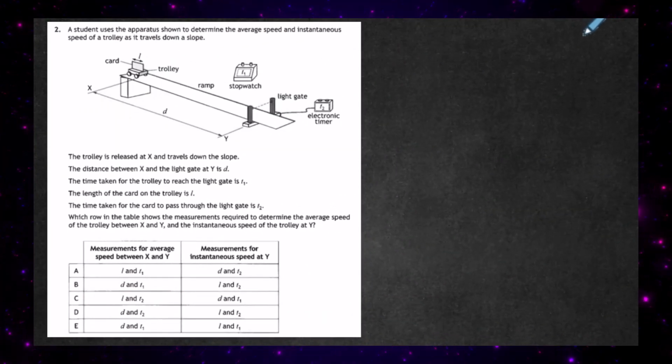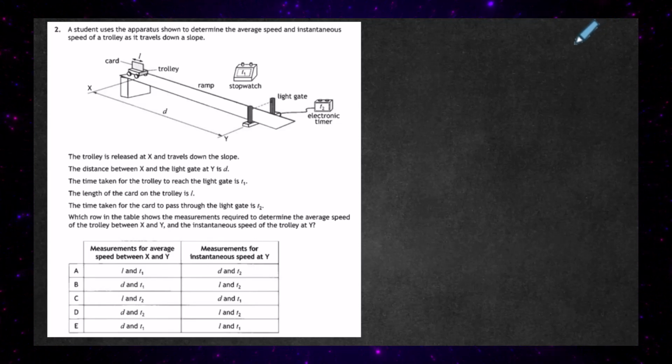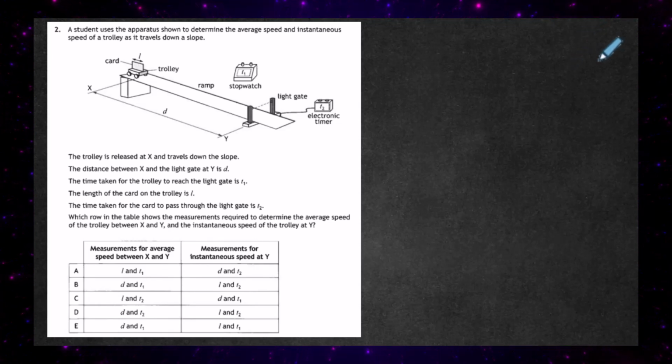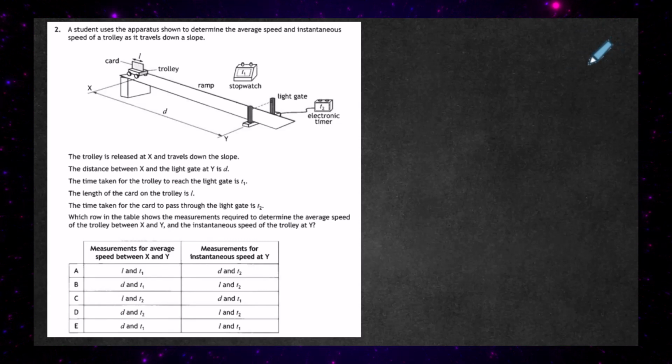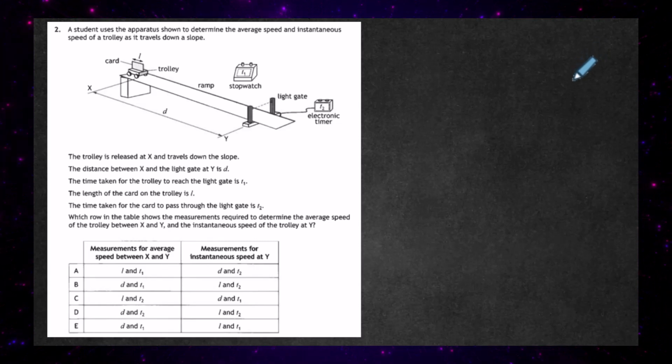Question 2 from Section 1 of the 2024 National 5 Physics Exam from the SQA. A student uses the apparatus shown to determine the average speed and instantaneous speed of a trolley as it travels down a slope. You can see the diagram there. The trolley is released at X and travels down the slope.